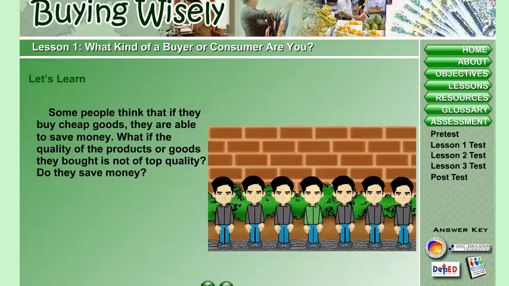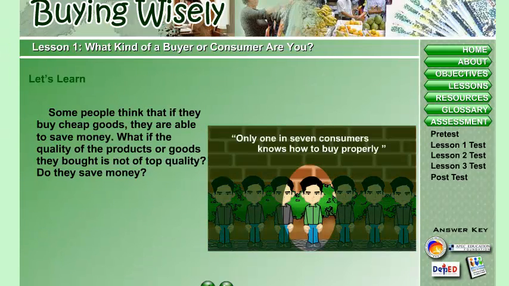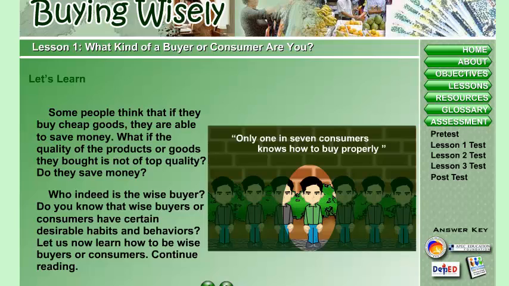Some people think that if they buy cheap goods, they are able to save money. What if the quality of the products or goods they bought is not of top quality? Do they save money? Who indeed is the wise buyer? Do you know that wise buyers or consumers have certain desirable habits or behaviors? Let us now learn how to be wise buyers or consumers. Continue reading.